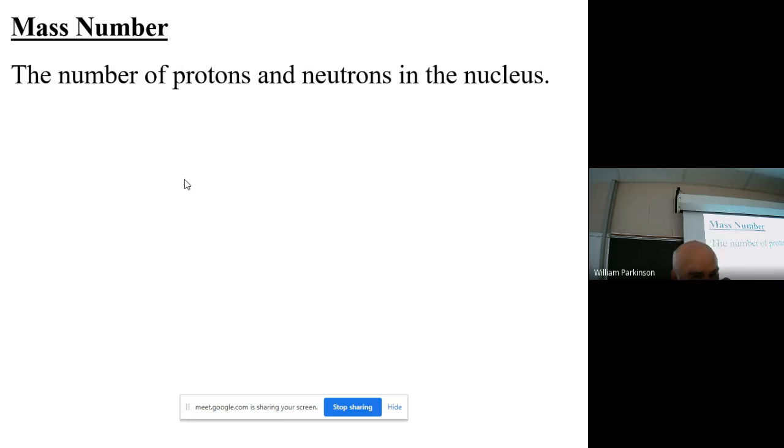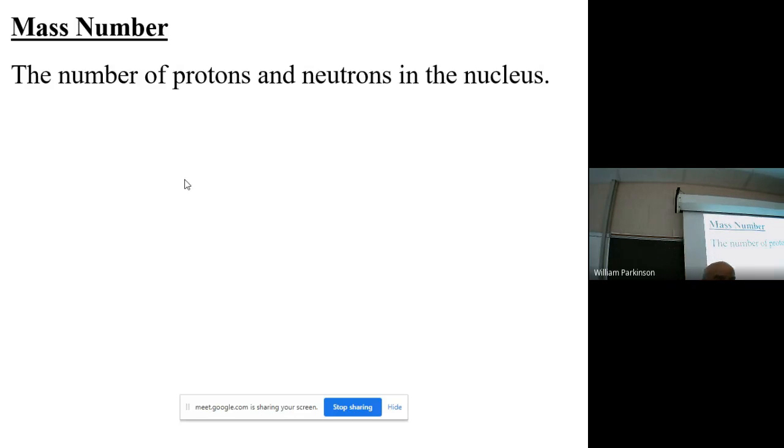Okay, so let me say something else about the structure of atoms. We're going to also define what we call the mass number. The mass number counts the particles in the nucleus. And if you remember, and I'm pretty sure most of us do know, the nucleus consists of the protons and the neutrons. So when you have the mass number, we count the number of protons and neutrons.